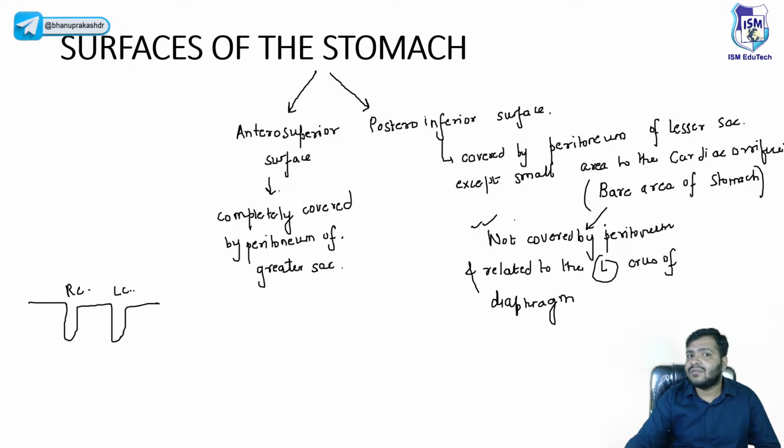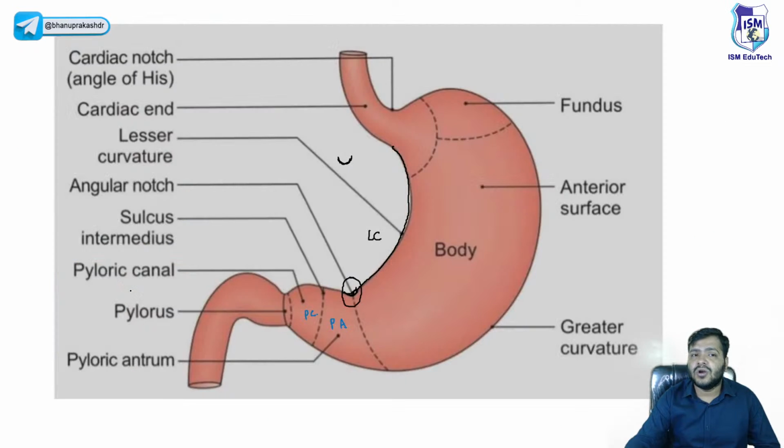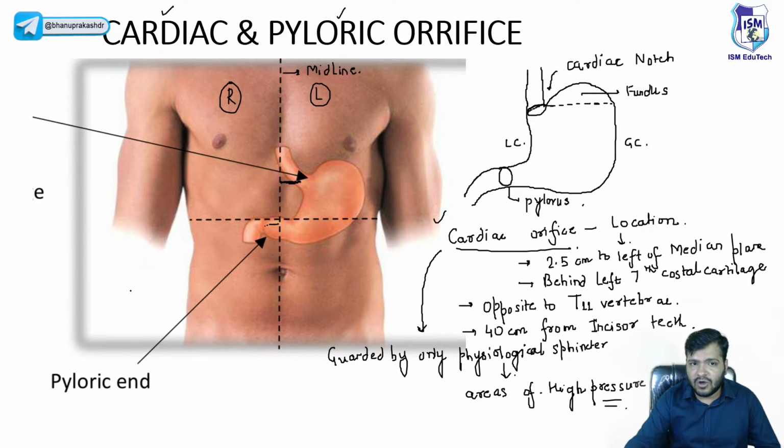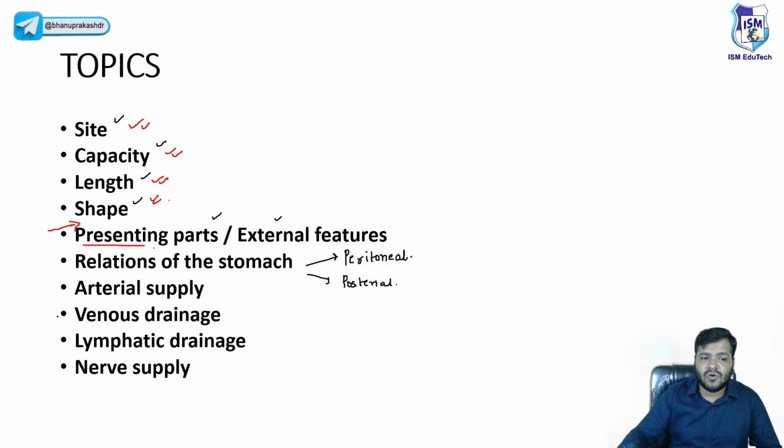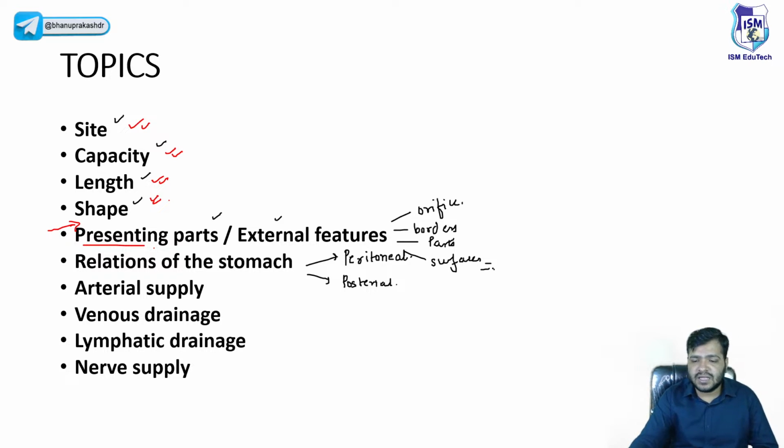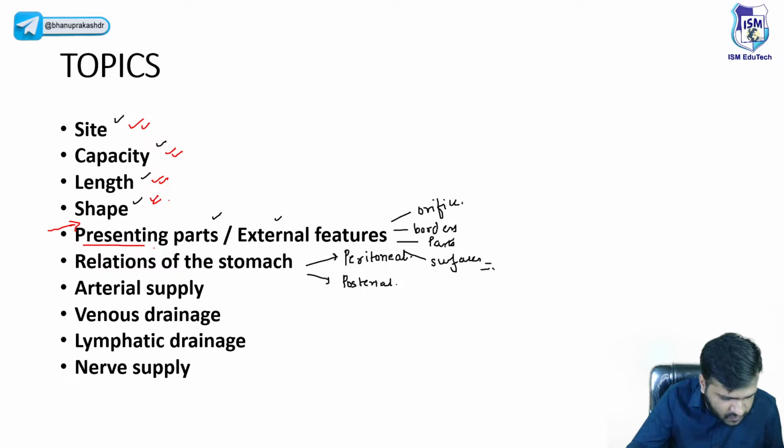So yes, these are the surfaces, parts, borders, and orifices. All the parts and external features are discussed. The orifices, the borders, the parts and the surfaces are discussed. Now coming on to the relations of the stomach.